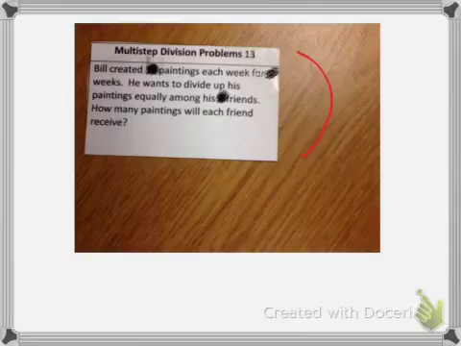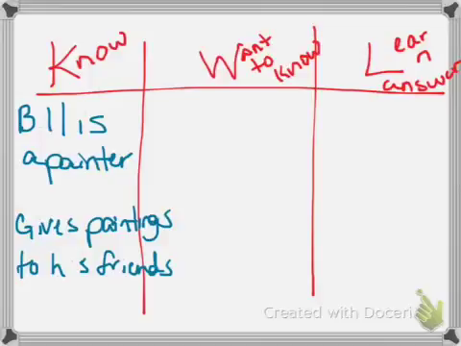What do I know from the problem? I asked them to read it through and then write anything they know. I just read through the problem again, and what I know is that Bill is a painter and he wants to give his paintings to his friends, if you can read what I've written down here.